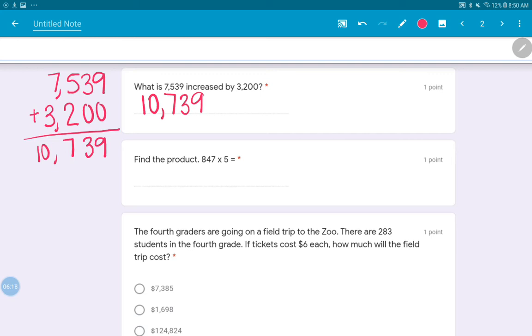How did you do that one, Jacob? I stacked them on each other, and then I did each one individually. Okay. So what did you do first? I did 5 times 7, which would equal 35. Okay. So did you write down 5? Yeah, and then I took the 3 to the 4. Okay. So you regrouped that 3 into the tens place? Yeah.